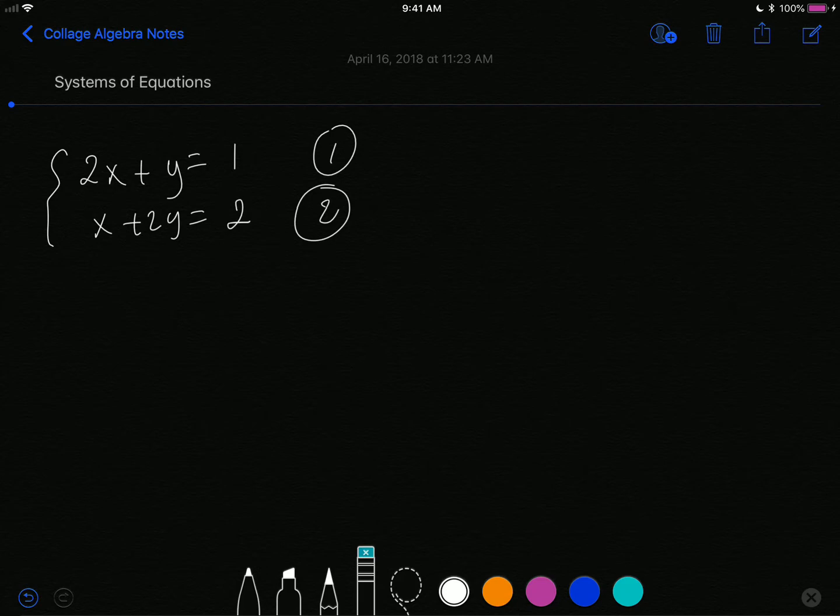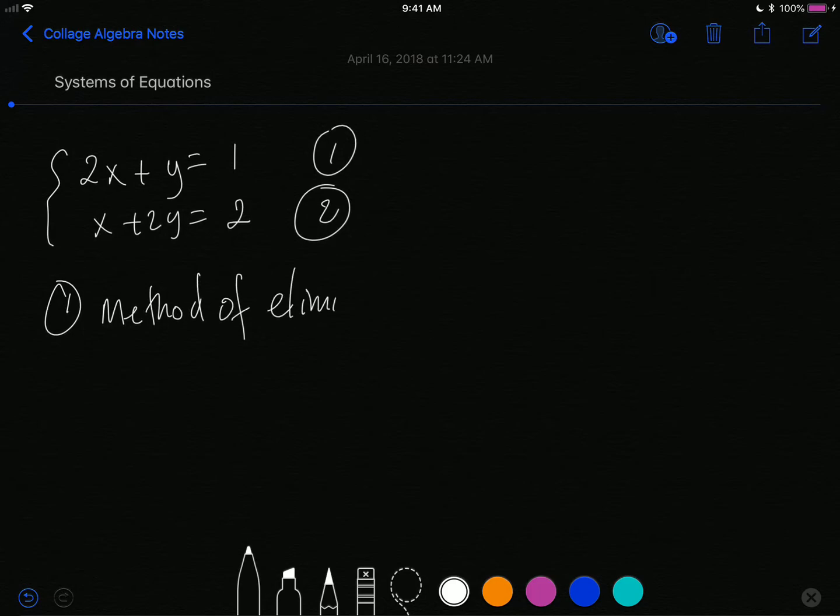So how do we solve a system of equations? There are two methods. The first method is called, well, there are more than two, but we'll cover two here. The first is called the method of elimination. So in the method of elimination, what we do is we try to get rid of one of the variables, and that'll just allow us to figure out what the other variable is. And so what we do is we first pick a variable to eliminate or get rid of.